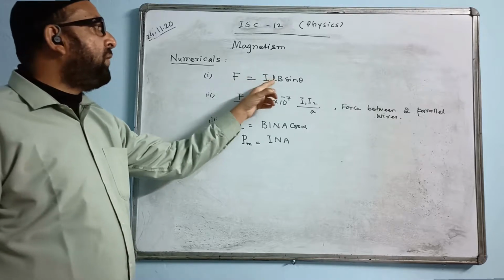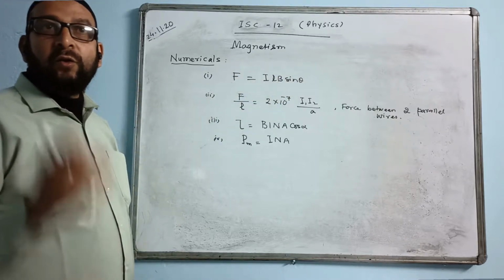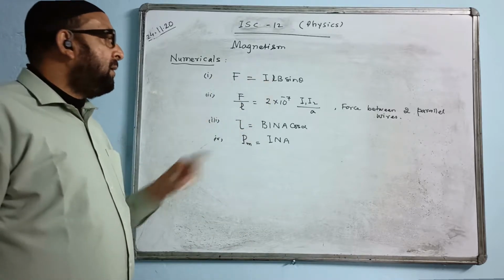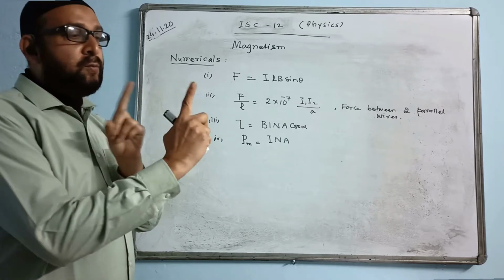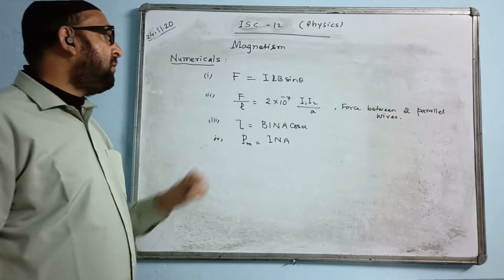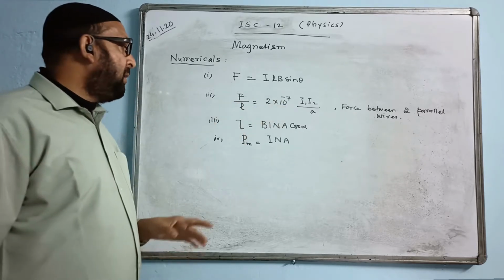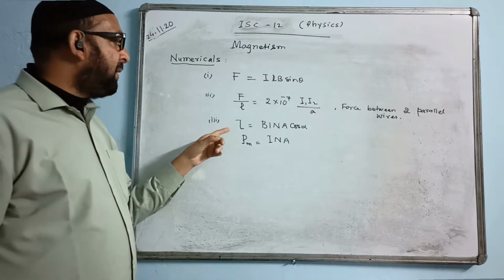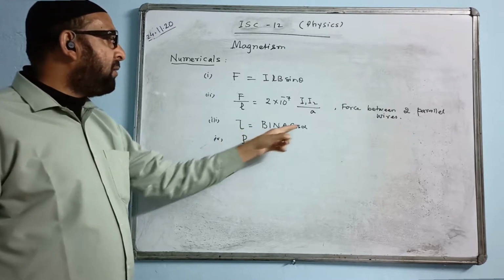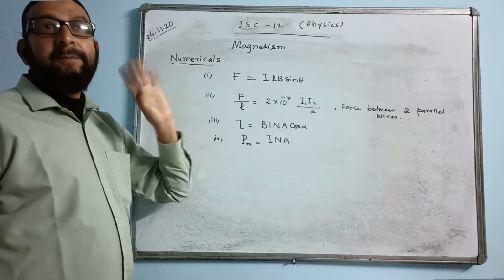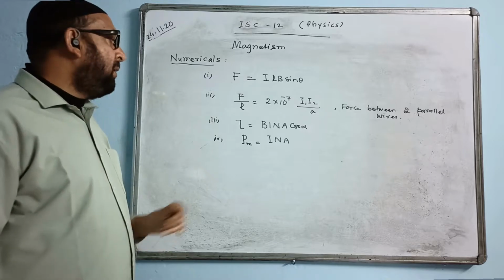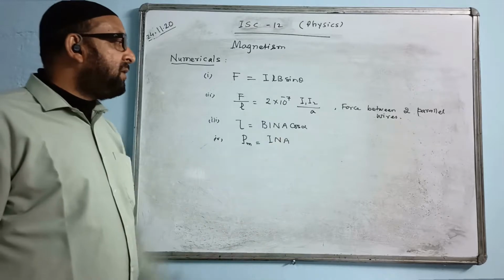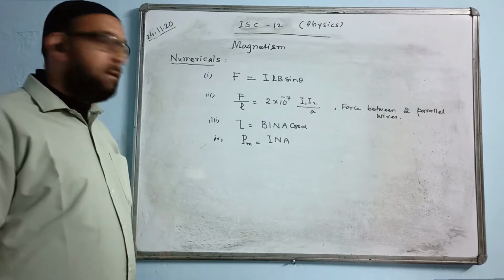F is equal to QVB sin theta we will write, because here we will take it in terms of velocity, and the other one we will take in terms of current. The second formula is the formula between two parallel wires. Torque formula, torque acting on a current carrying conductor in a magnetic field: torque is equal to B naught cos alpha, where alpha is the angle between the plane of the coil and the magnetic field, or torque is equal to BINA, if the angle alpha is 0 degree, because cos 0 degree is 1.